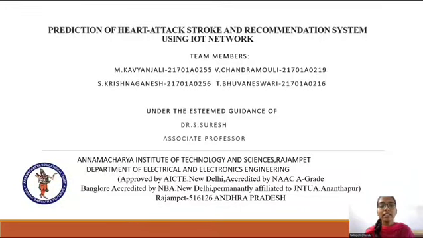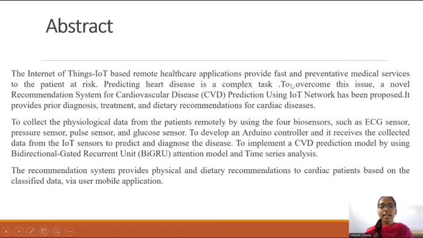Our project title is Prediction of Heart Attack, Stroke and Recommendation System using IoT Network. Myself Kavyanjali, and my team members are Chandramouli, Krishna Ganesh and Bhuvaneshwari, under the guidance of S. Suresh sir. Abstract. The IoT-based remote healthcare applications provide fast and preventative medical services to the patient at risk.